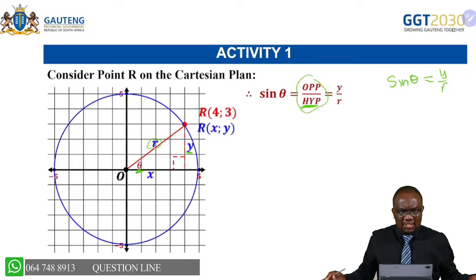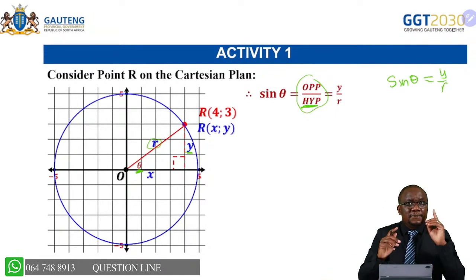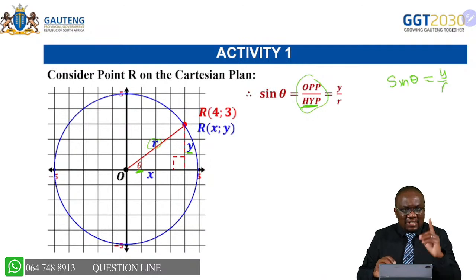If you manage to do it, great. Did you get it right? But at least you should learn something. You have learned something, okay? Right. Sin theta is y over r. Remember that, okay?